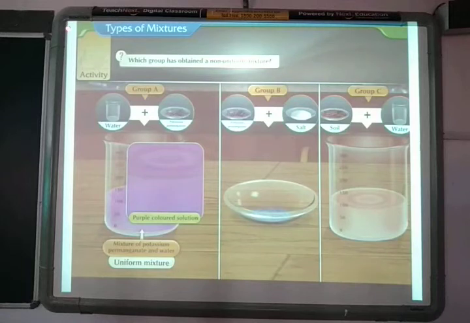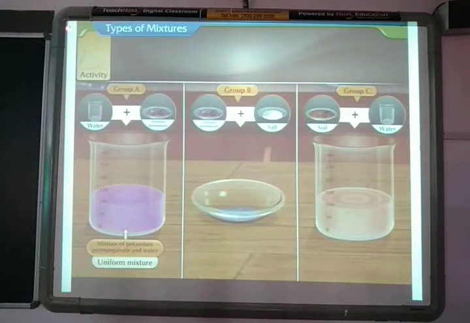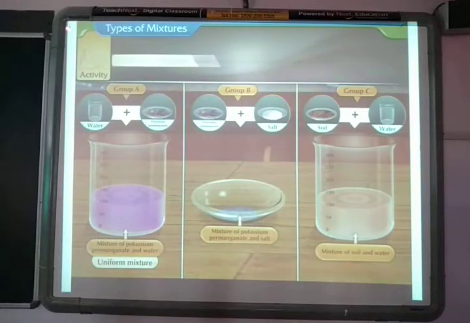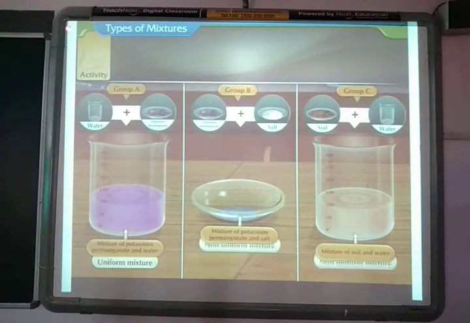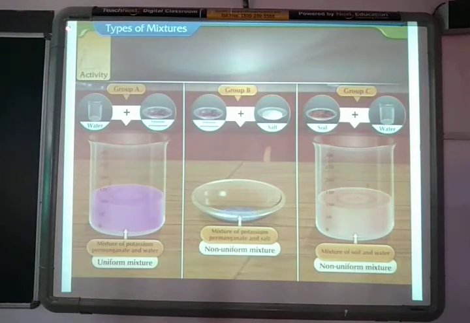Which group has obtained a non-uniform mixture? Group B has a mixture of potassium permanganate and salt. Group C has a mixture of soil and water. In both these mixtures, the constituents do not mix uniformly with each other. Hence, we can say that group B and group C have obtained non-uniform mixtures.